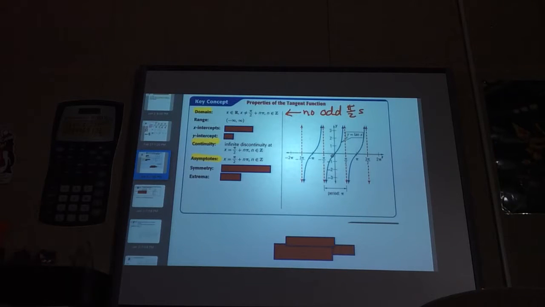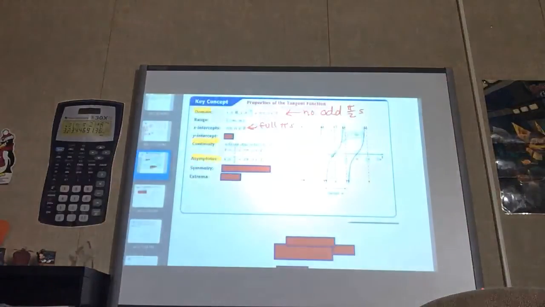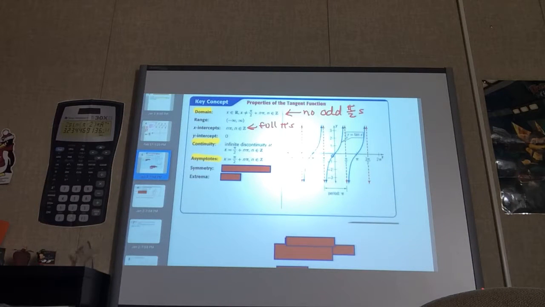The range is all real numbers. Everything works. The x-intercepts are the full pi's. So 1 pi, 2 pi, 3 pi, 4 pi, negative 1 pi, negative 2 pi, negative 3 pi, negative 4 pi. The y-intercept is 0. The only place we hit the y-axis is at 0.